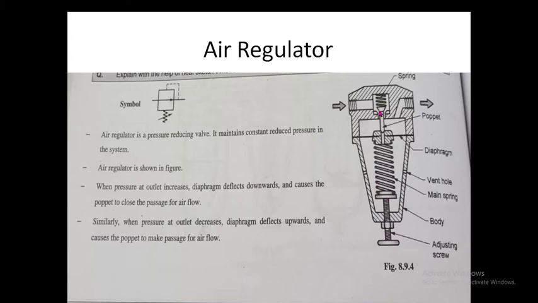Here this poppet can be moved up and down by adjusting the stiffness of the spring, which is done by providing the adjusting screw to the spring here.